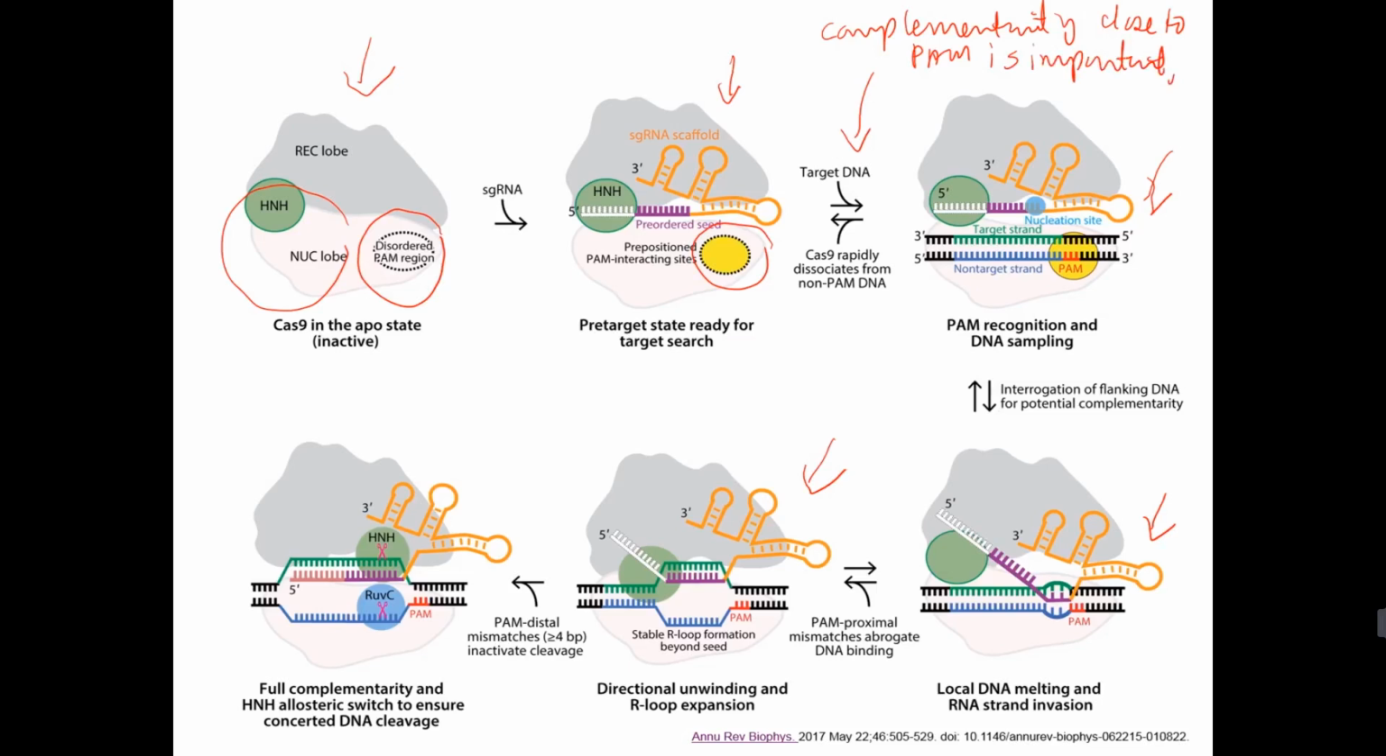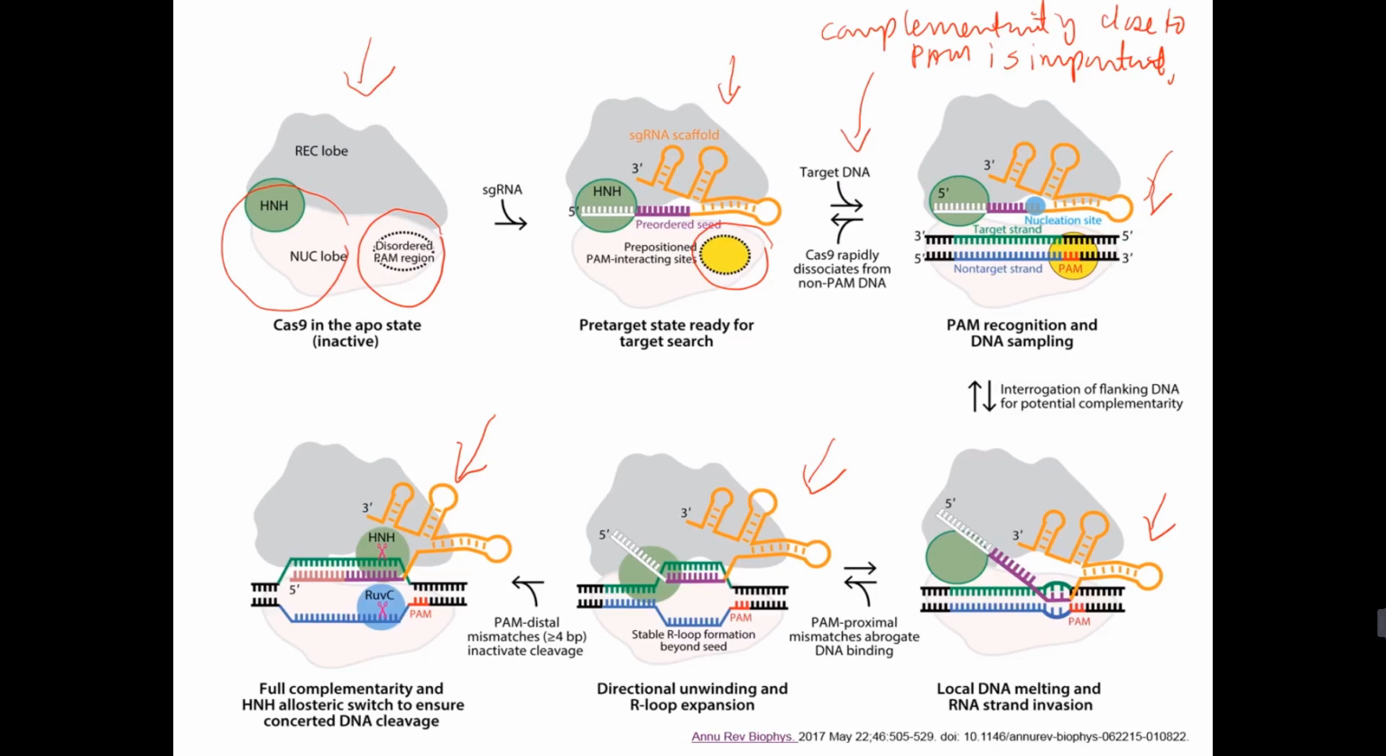And once extensive unwinding occurs, then we end up with this final structure here. Catalytically, it's competent, where the HNH nuclease can cleave the target strand, and the RuvC domain can cleave the non-target strand. And that is all the hype, all the excitement. All it does is make a double-stranded break.